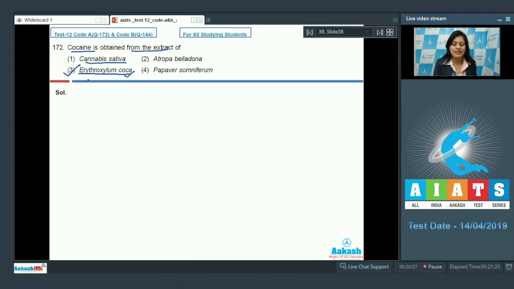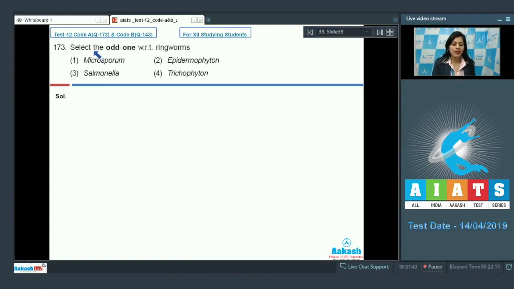Let's discuss rest of the options. The very first option is Cannabis sativa, and this cannot be a correct answer because cannabinoids are extracted from Cannabis sativa. Next option is Atropa belladonna, and this cannot be a correct answer to our question because hallucinogens are extracted from Atropa belladonna. And the last option is Papaver somniferum, and this cannot be a correct answer to our question because morphine is extracted from the latex of poppy plant called Papaver somniferum. So the correct answer to this question is option number 3. Let's discuss our next question.